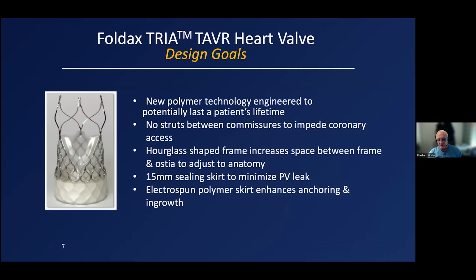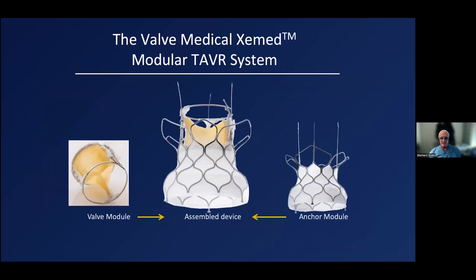No struts between commissures to impede coronary access. Hourglass-shaped frame, increased space between frame and ostia to adjust to certain anatomies. 15mm sealing skirt to minimize PV leak, and electrospun polymer skirt that is enhancing anchoring and ingrowth. And last but not least, something very interesting and something very new.